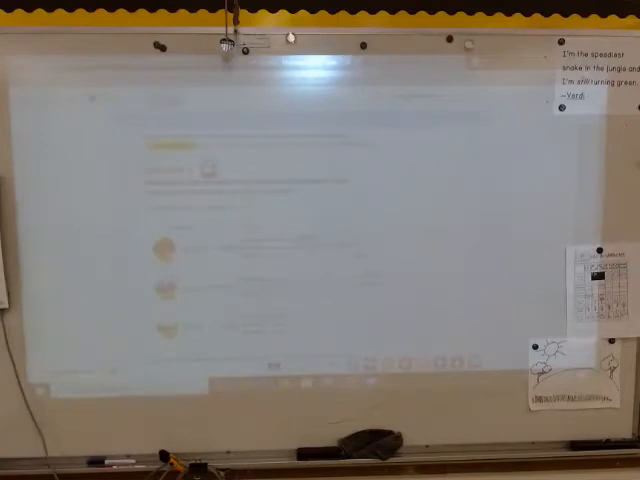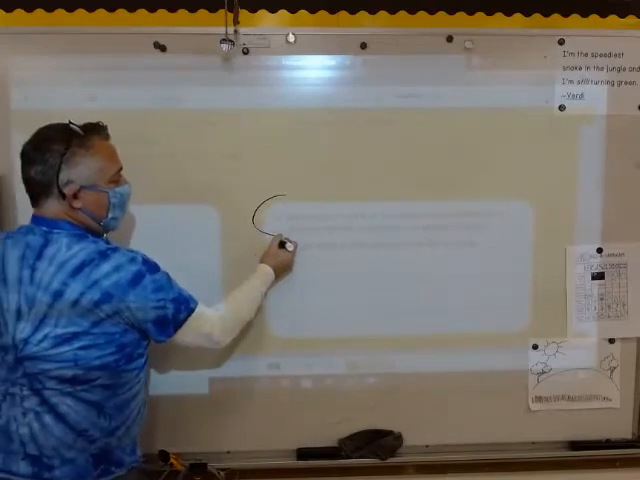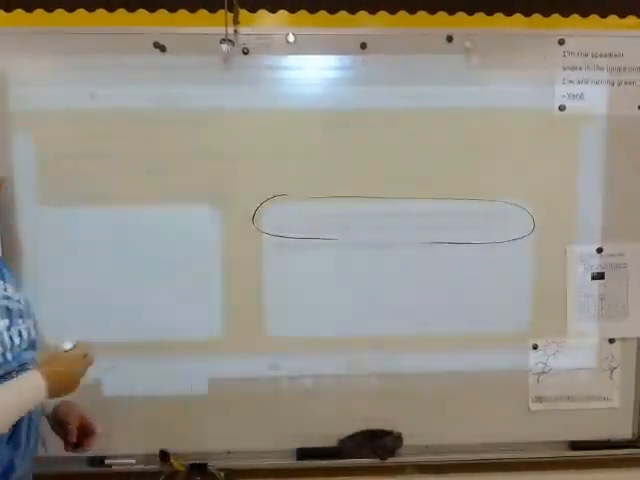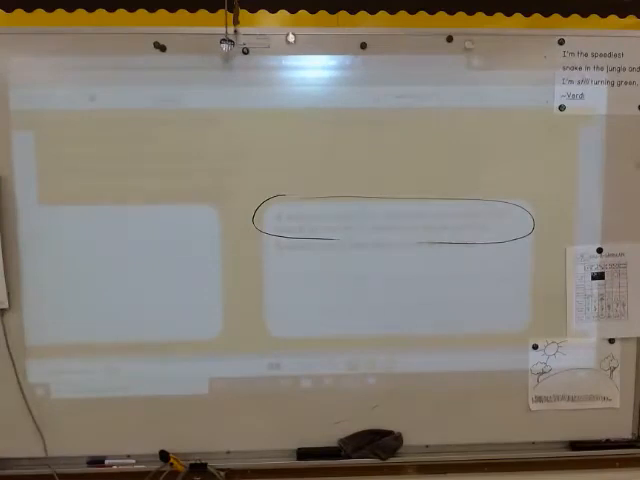Go ahead and get your dictionary and find tree diagram in there. And write in this: a diagram of all possible outcomes of an event or a series of events or experiments. So then write that in. Yes?